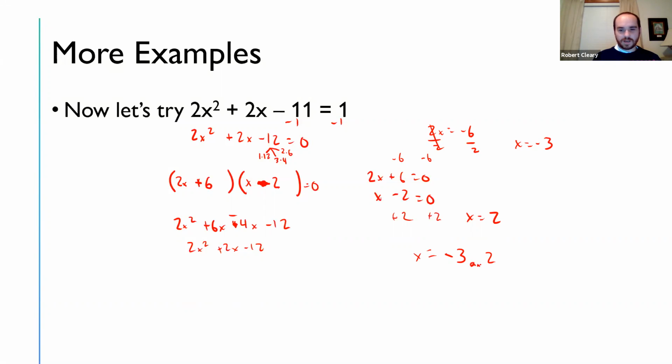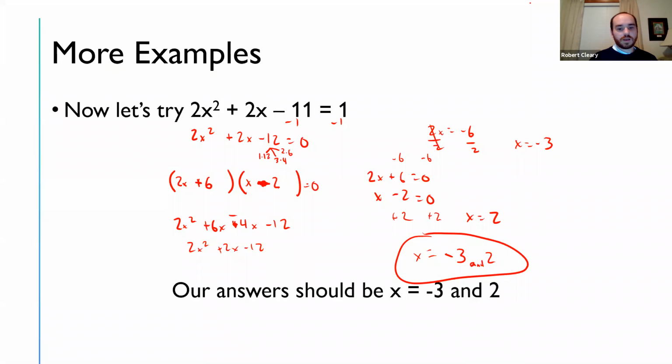Sometimes, honestly, it's better to write it as "and," just because if you write it with a comma in between them, a lot of times people get mixed up and think maybe you're talking about a point on a graph or something like that. But our answers are -3 and 2. And that is, in fact, what the answers to this one are.